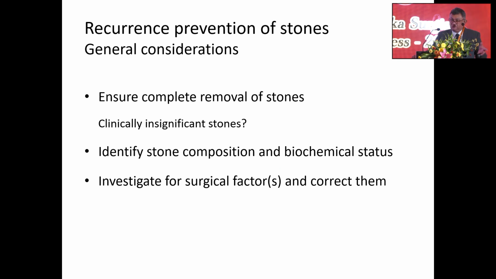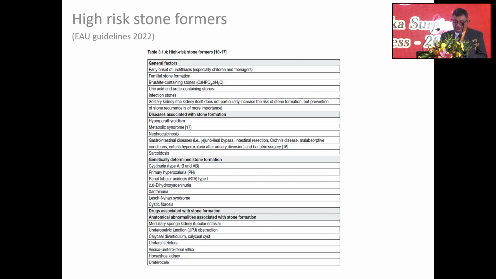So if there's a PUJ obstruction, doing a PCNL to remove stones will not help. If there's a calyceal diverticulum or a ureteric stricture or bladder outflow obstruction, removing the stones would just be a surgical exercise just for them to recur within a short period of time. So correct the surgical causes and identify the underlying factors.